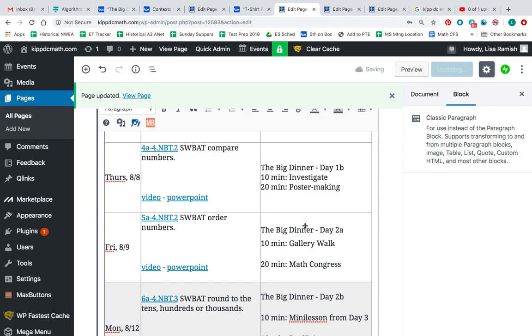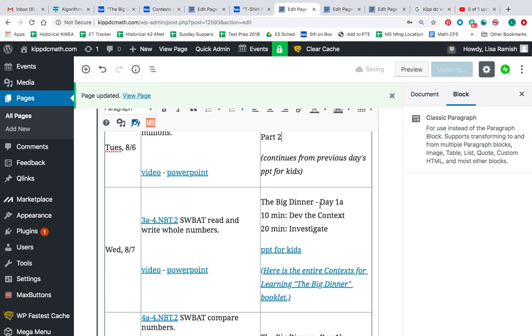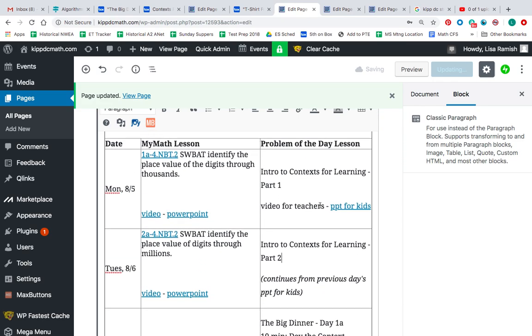If you can squeeze your gallery walk in on this day and use this whole day for a math congress, awesome. Go ahead and do it. Let me talk you through the content a bit.